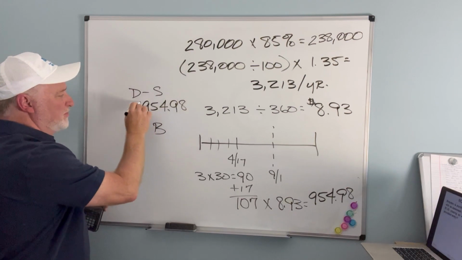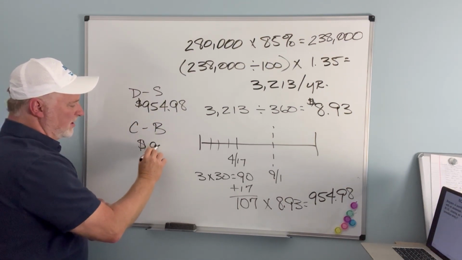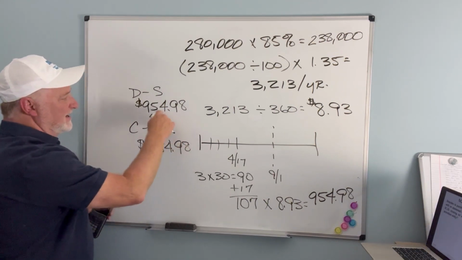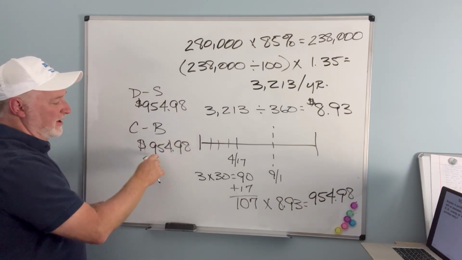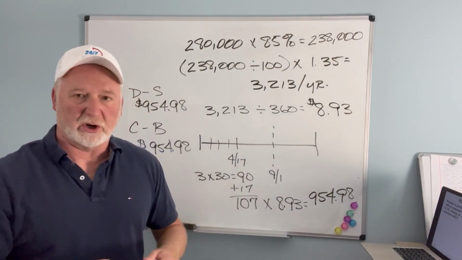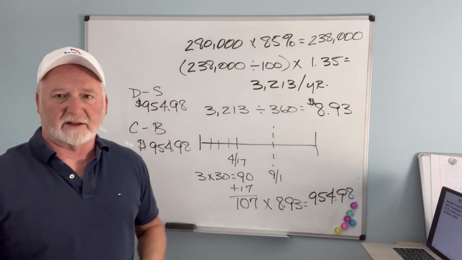Remember, the attorney's putting this on the settlement statement, on the closing disclosure. Taking $954.98 from the seller, giving it to the buyer, and then making the adjustments as necessary according to the closing disclosure. That's a great example of what you're likely to see on the test.